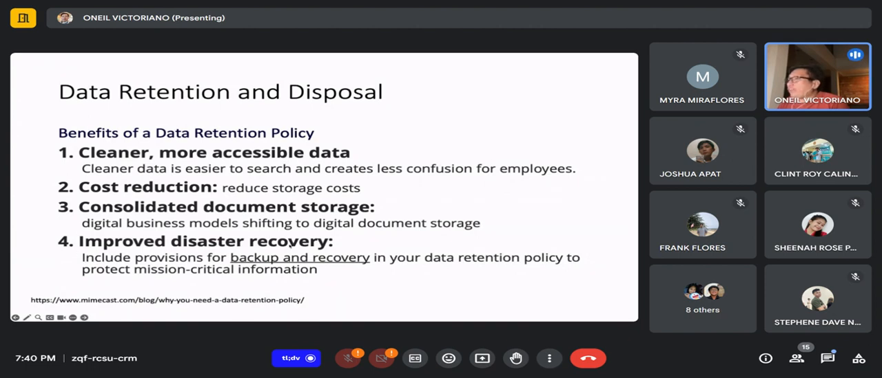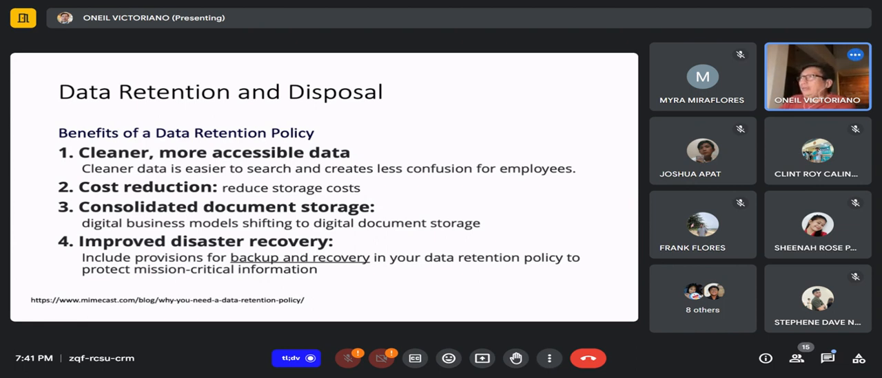One of the benefits is the provisions for backup and recovery in the retention policy, to protect mission critical information. As mentioned in the security over data, there should be a good retention policy that discusses the backup and recovery of mission critical information. So how will confidential data be stored, how will it be shared, how will it be archived. That is the idea for one of the benefits of a data retention policy.